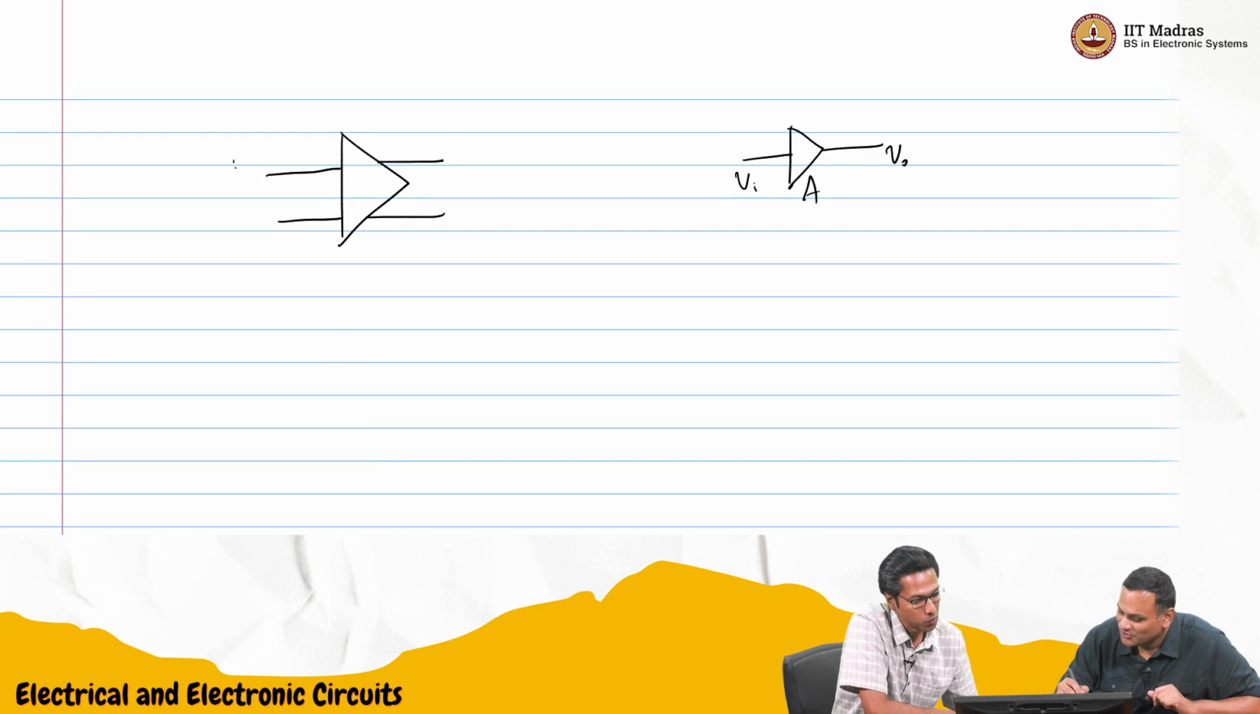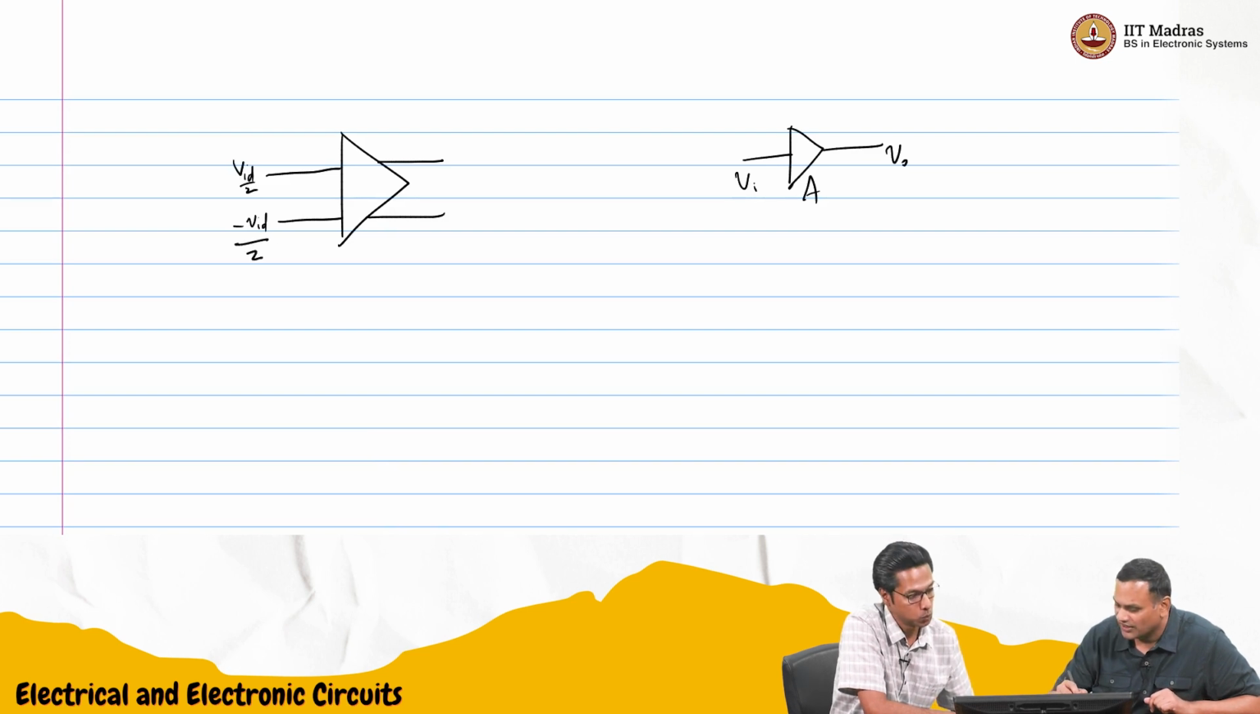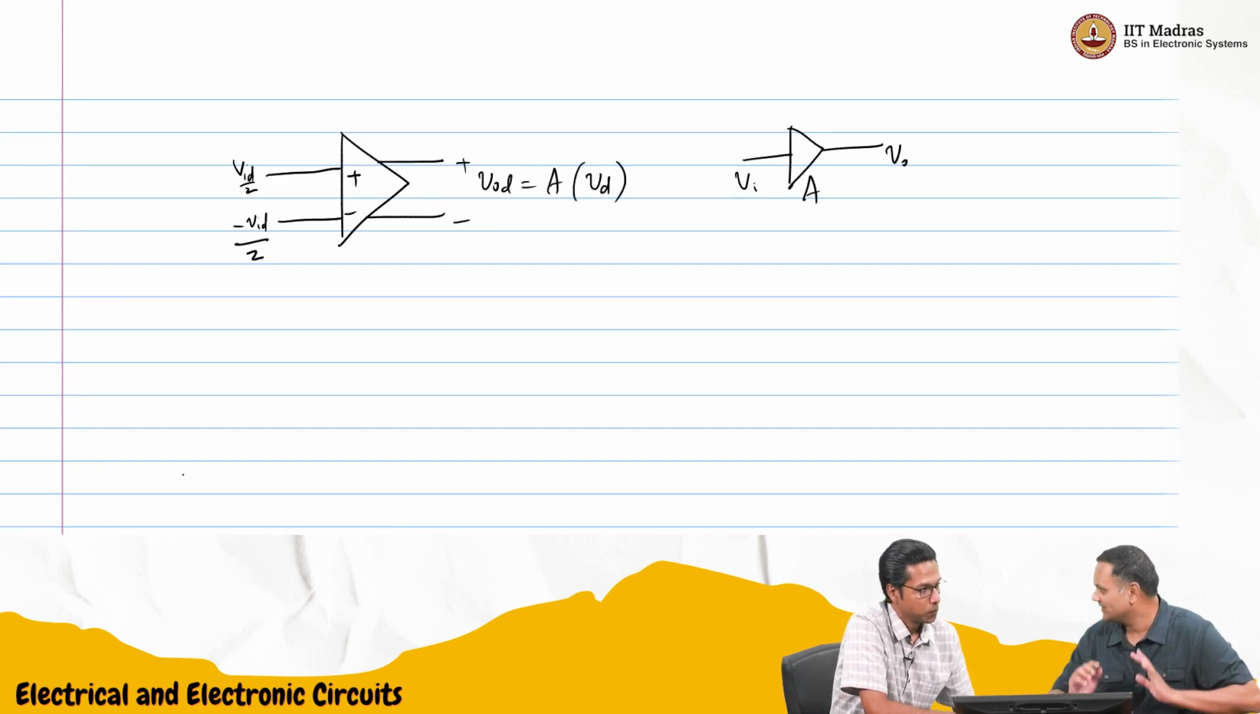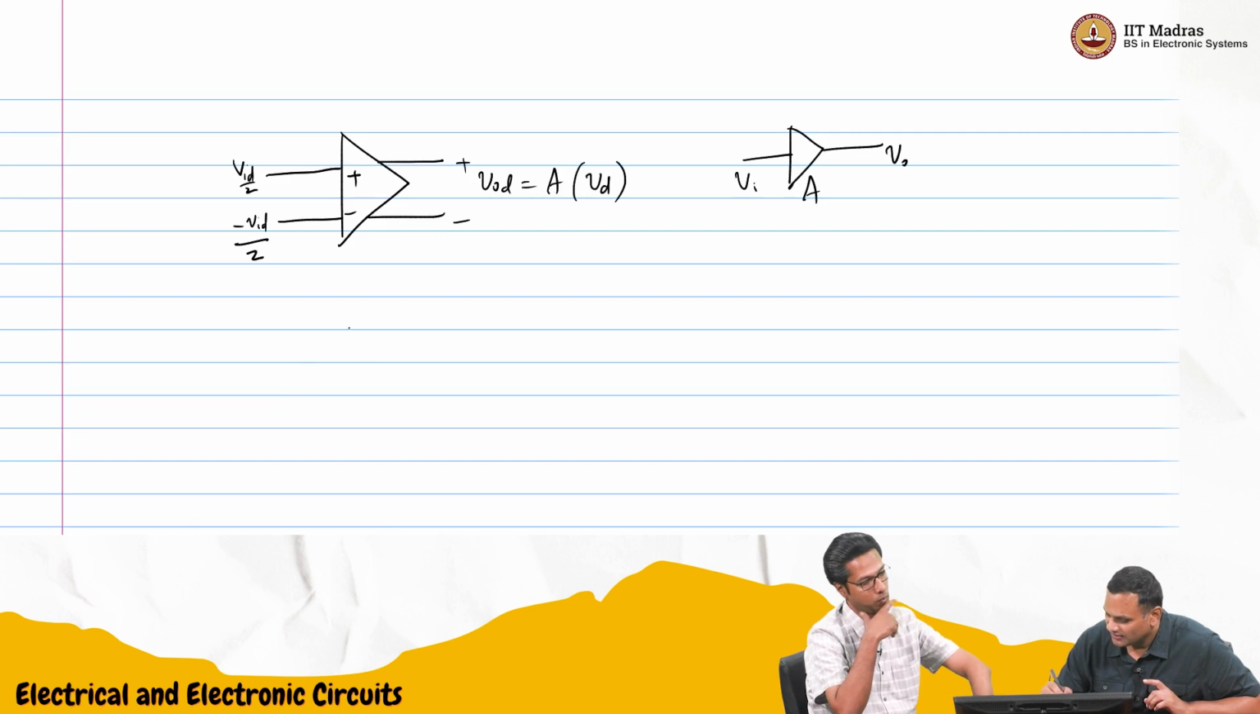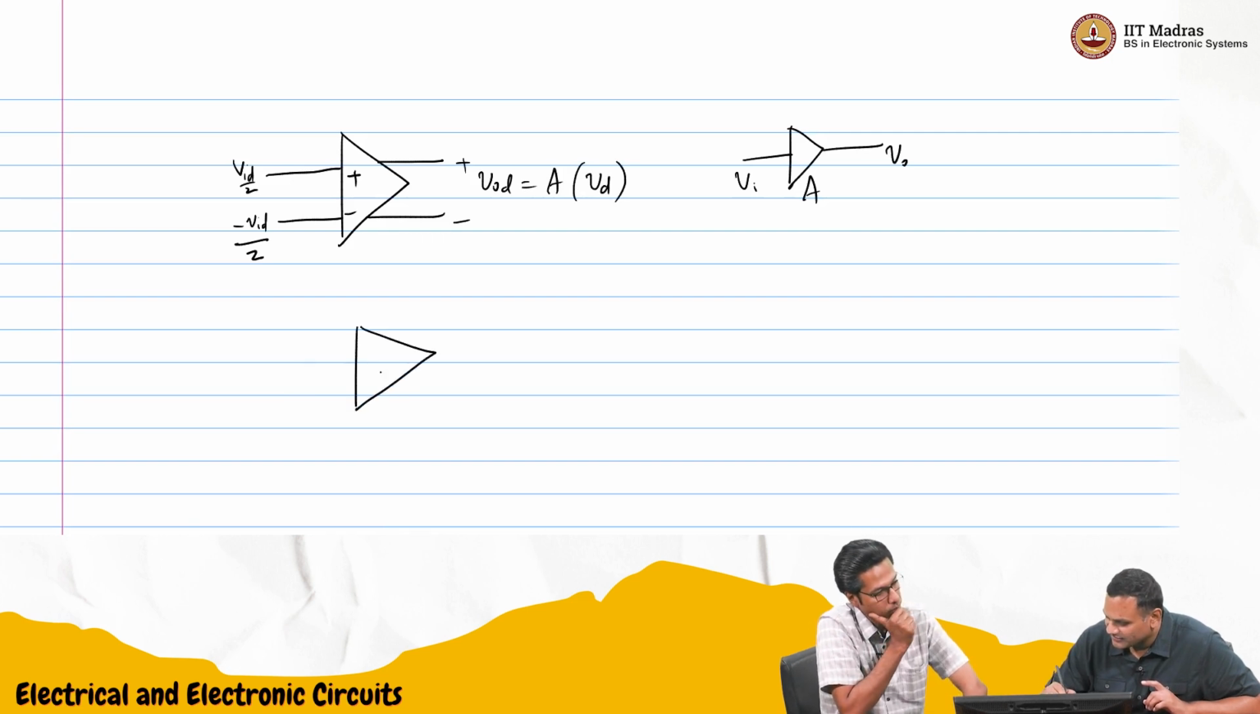Now I can give Vid by 2 and minus Vid by 2. You want a difference, so I'll show it like this. And this would now be Vod, which would be A times Vid. Now, the most general way of analyzing this would be like this.